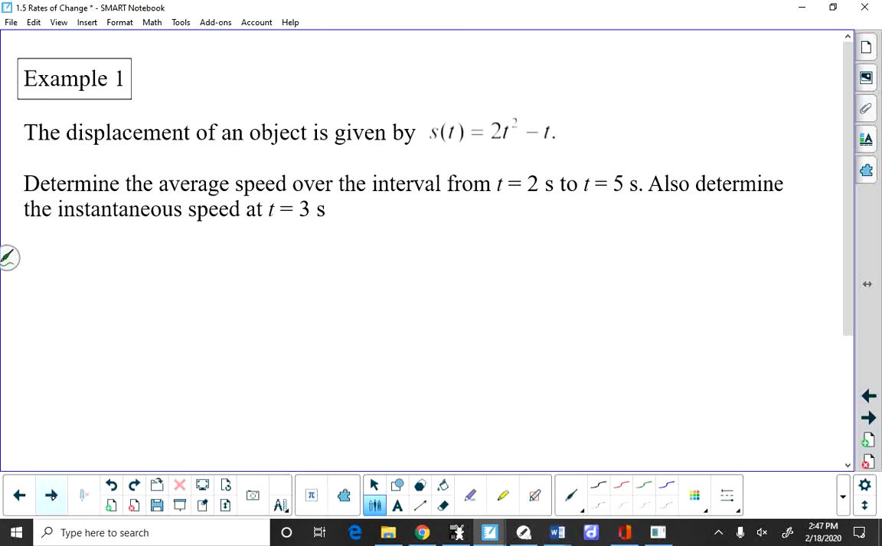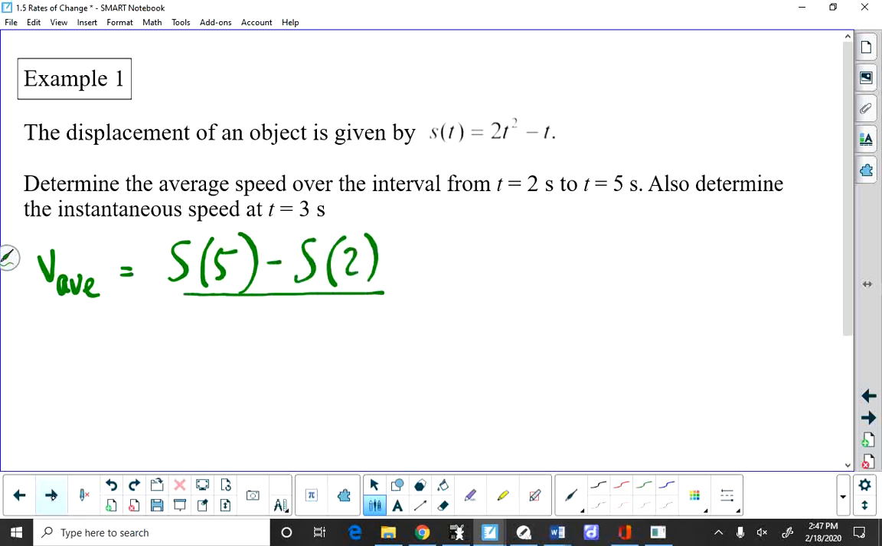All right, let's take a look at a different example. The displacement of an object, position in other words, is given by 2t squared minus t. What's the average speed from 2 to 5 seconds? Okay, so that would be s of 5 minus s of 2 over 5 minus 2. And determine the instantaneous speed at 3 seconds.